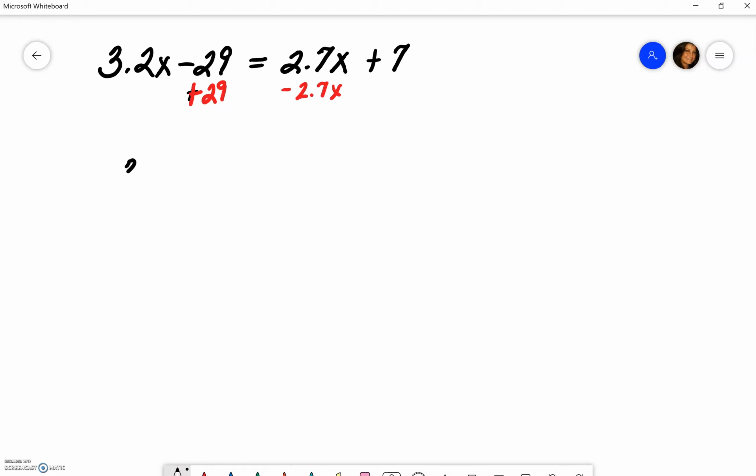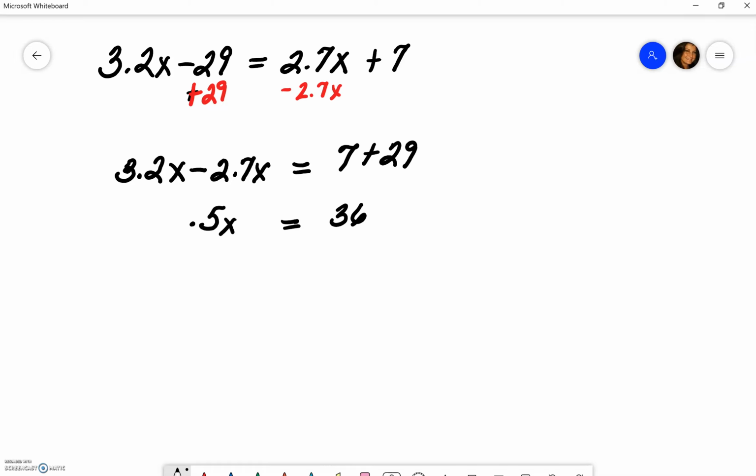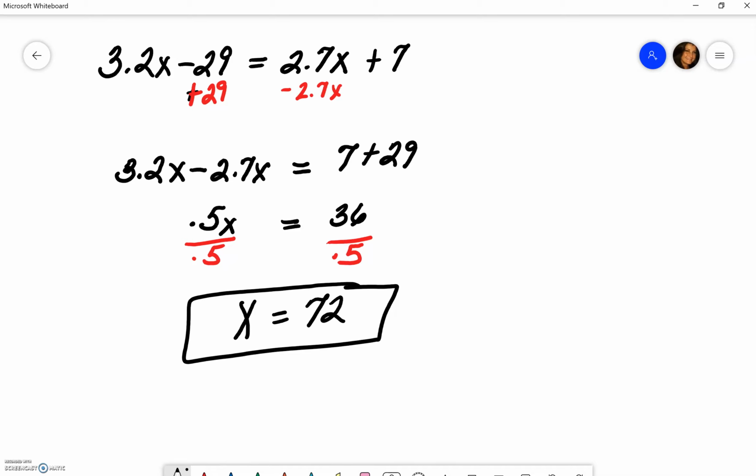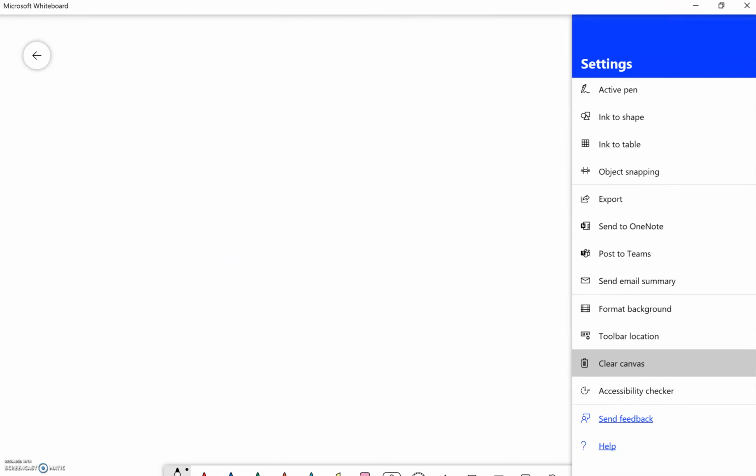So on this side we have 3.2x minus 2.7x, and then on the opposite side we have 7 plus 29. Now you just perform the operations, and this becomes 0.5x, and over on this side you end up with 36. So now we just divide out by 0.5, and then we have x equals 72 when you plug that into the calculator. So that one was number 8. All right, so number 9.